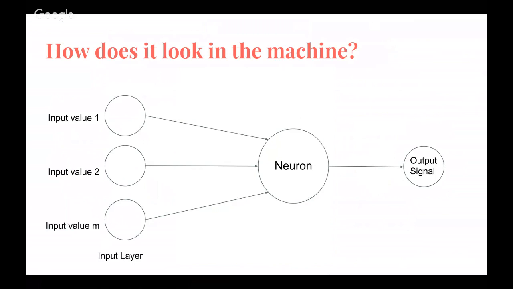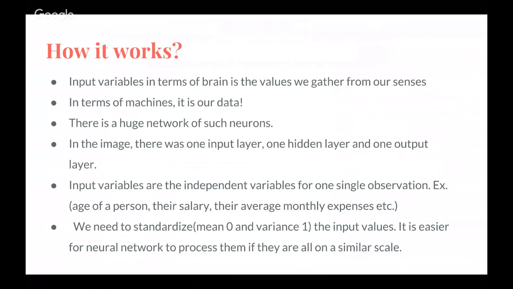Remember, recall that we are trying to recreate how our brain works. So how it works, we get the input variables in the brain. In terms of our human body, it's all the values we get from our neighborhood, from our senses, eyes, touch, whatever we see. Those values are the input. In terms of machine, it's the data which we are providing to the algorithm.